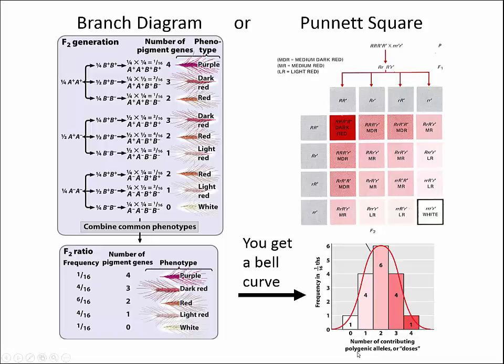And what I'd like to point out is that even though there's only 2 genes involved here, this starts to approximate a bell curve. And if you also have a little bit of environmental influence here, you really will start to get a bell curve with even 2 genes.